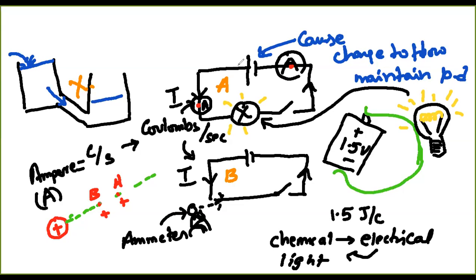So if charge cannot be increased or decreased, then how do you explain what you think is happening at the filament, that the charge is slowing down? Why will the charge slow down?